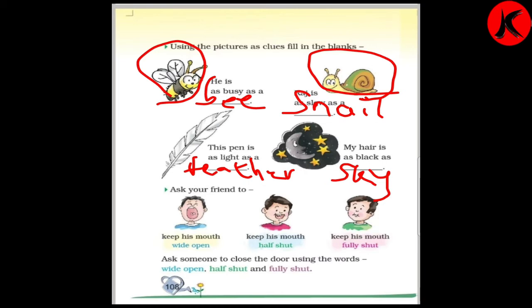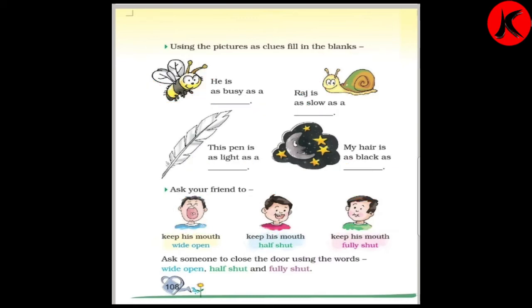Now ask your friend to keep his mouth wide open, keep his mouth half shut, keep his mouth fully shut. Now you can see different types of pictures. This is wide open, this is half shut, and this is fully shut. Now ask someone to close the door using the words. Means keep the door wide open, let the door be half shut, totally close the door fully shut. Okay. So now we'll go to the next page.